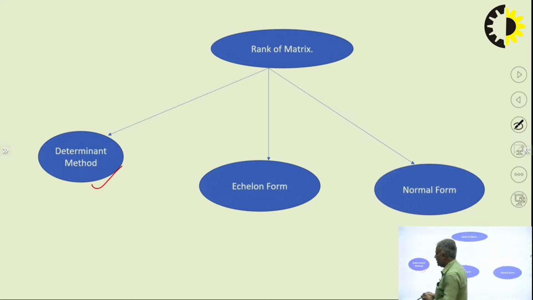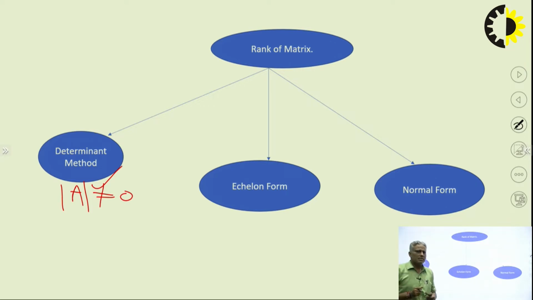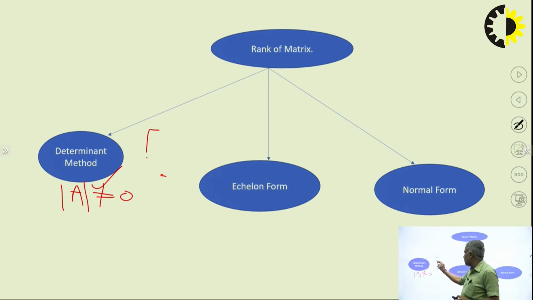If the determinant of a matrix is non-zero, that means the rank of this matrix will be the order of the matrix. But the drawback of this method is that, suppose the order of the matrix is 4 by 4 or 5 by 5, then it is a critical problem how to calculate the determinant. And secondly, this method cannot be applied when the matrix is in rectangular form. Suppose the matrix is 2 by 3, then how to calculate? So this method is used only for a square matrix.